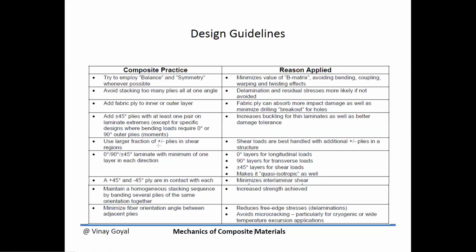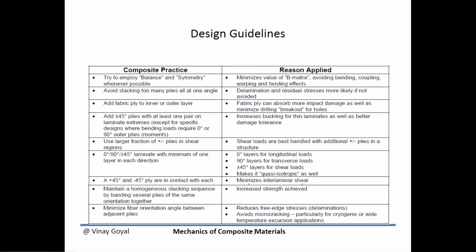Use large fractions of plus minus plies in shear regions. We already know that from our optimization lecture, where we talked about how shear can be taken very well by these plus minus plies. Plus minus 30, plus minus 45, that's what I'm talking about. 0-90 plus minus 45, we also talked about that. Having one layer of each can be beneficial because it will let you take multi-axial loading conditions and also provide you an overall stability for the laminate.